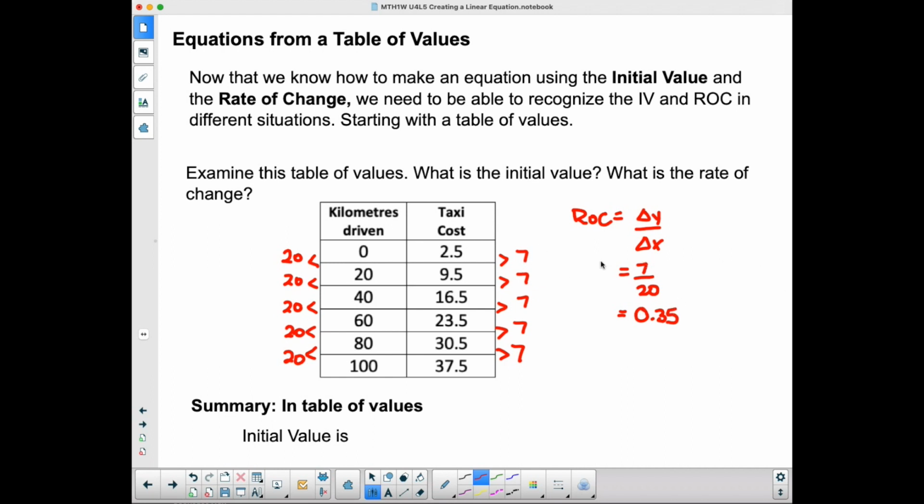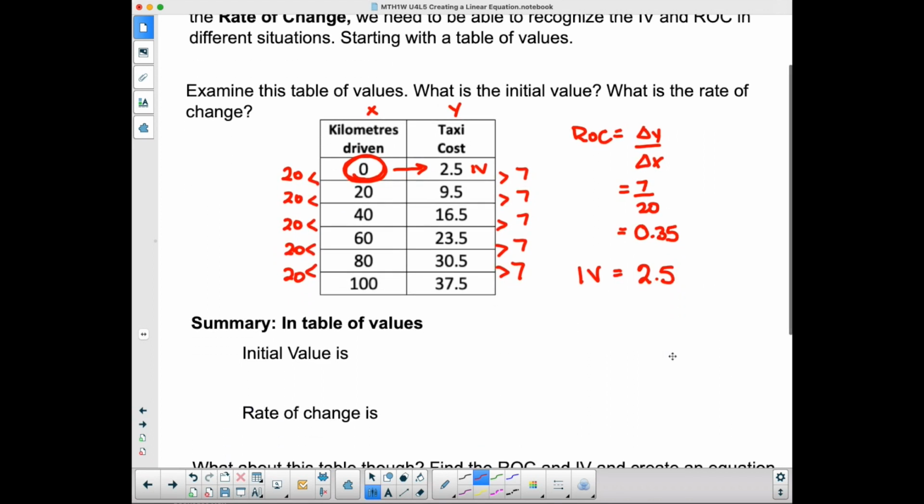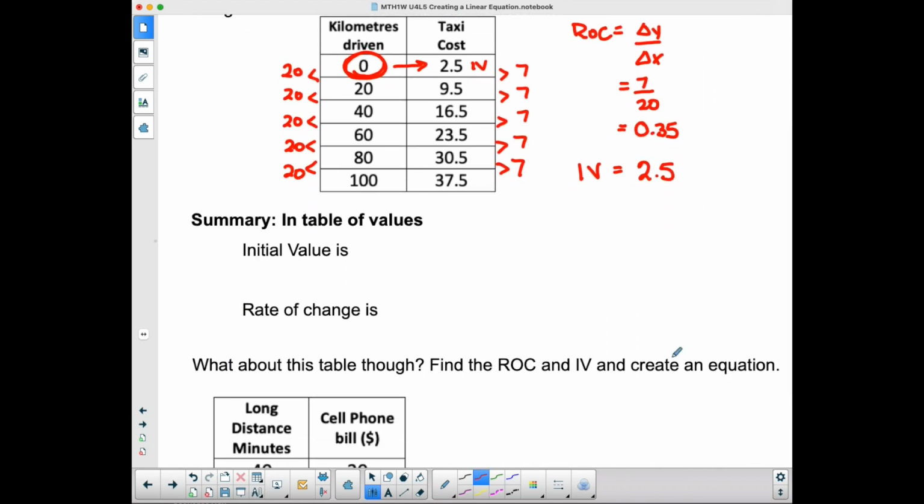Now, what about the initial value? The initial value is what it starts with. So it starts when your x value is 0. So this is what you're looking for. You're looking for your x column. So this is your x column. This is your y column. You're looking for a 0 on your x column, and then your y will give you the initial value. So the initial value in this one is 2.5. So remember, wherever your x starts, that's your initial value. So for this one, the initial value is 2.5, and the rate of change is 35 cents.